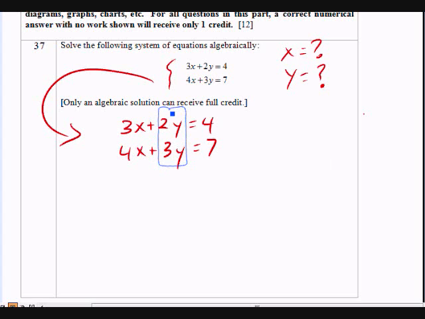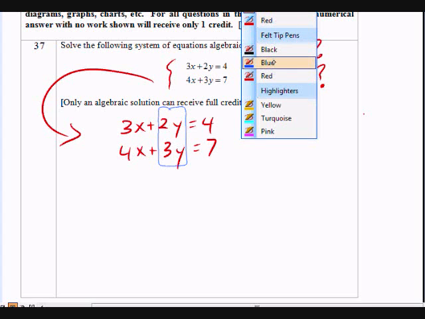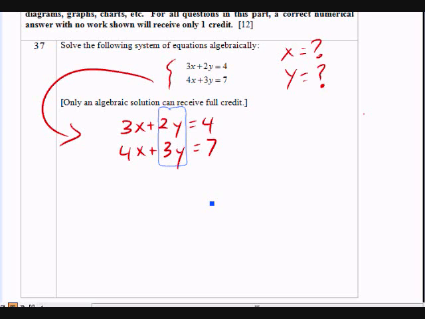The y's. I have 2y on top, 3y on the bottom. What is their lowest common multiple that we can change these to, so we can actually cancel them out? If you look at 2 and 3, the smallest number they have in common is going to be 6. So how can I change 2y to 6y? Well, if I multiply the top equation here by 3, I can change it into a 6y.